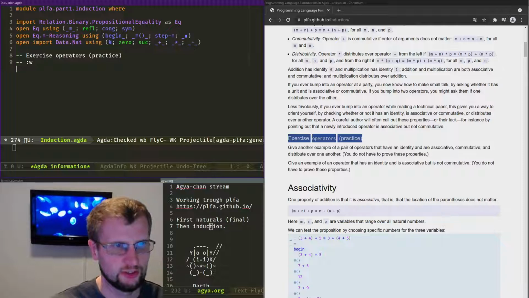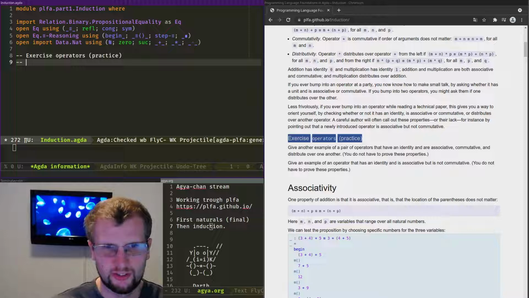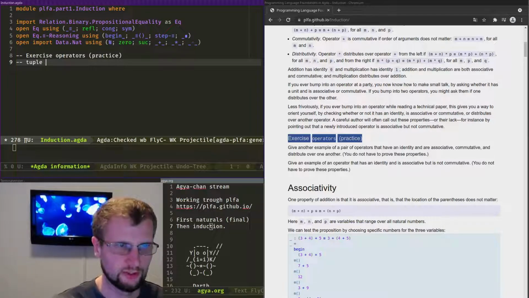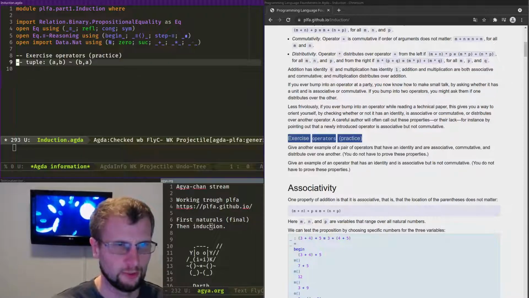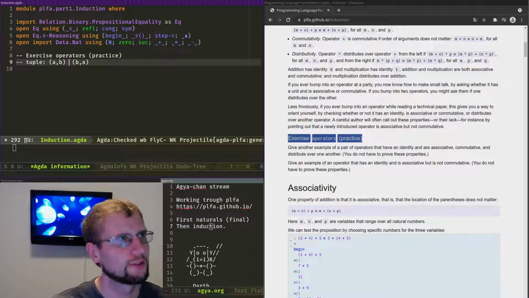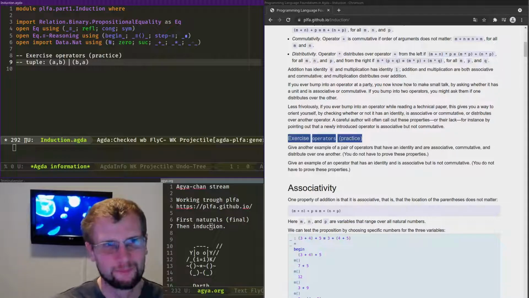Exercise, operators. Okay, cool. So, we have the identity and are they associative? So, like the first one is tuple. So, A comma B is equal to B comma A. Well, no, that's not true. Well, it is if you do cardinality, but it's not if you do it at type level.